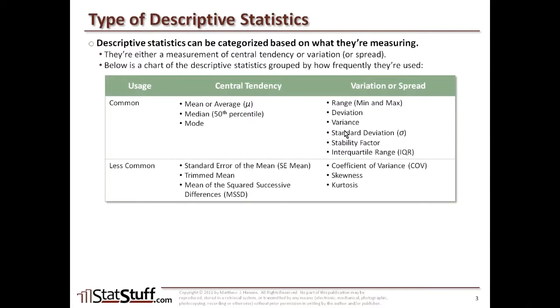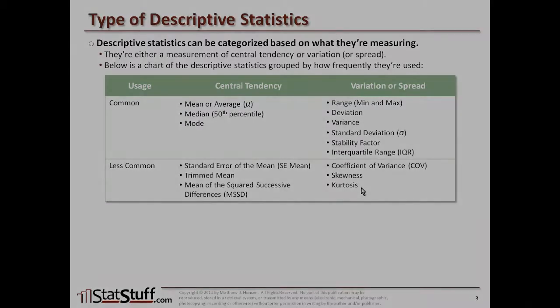And some of the most common types of statistics we would use for measuring variation or spread would include the range, like the min and max, deviation, variance, standard deviation, stability factor, or even the interquartile range, which is IQR. But some of the less common ones that measure variation or spread that we're going to look at in this lesson would include the coefficient of variation, COV, and also skewness and kurtosis.